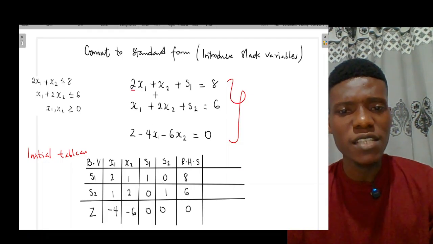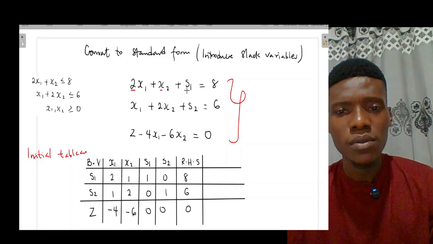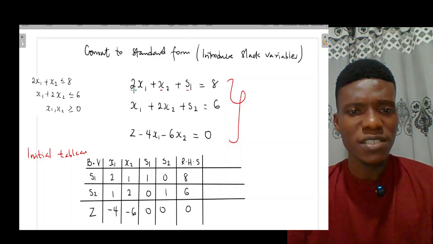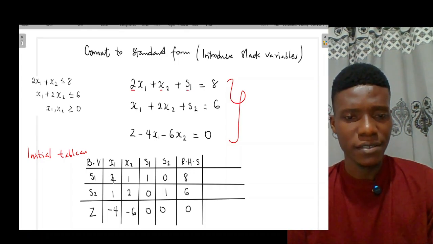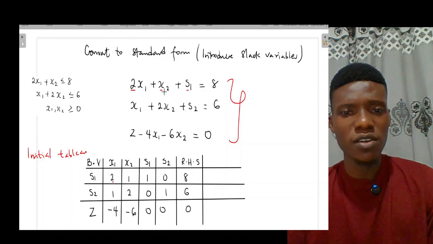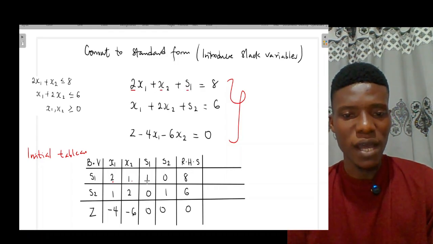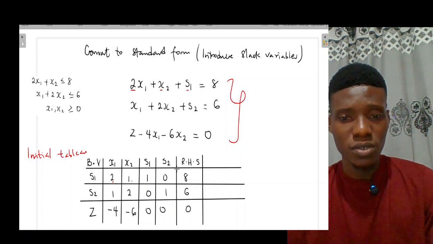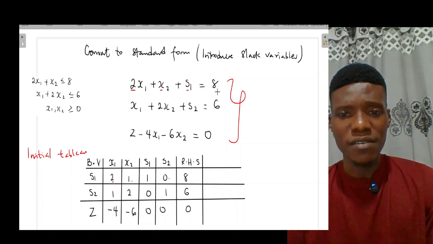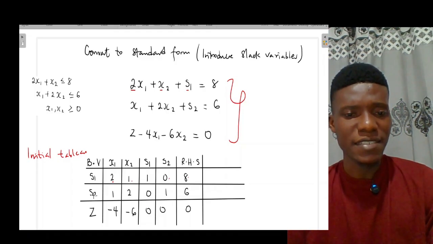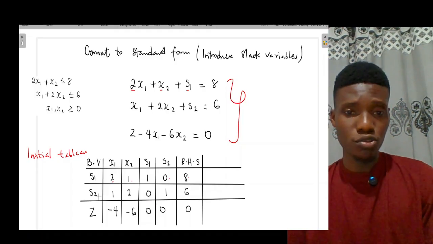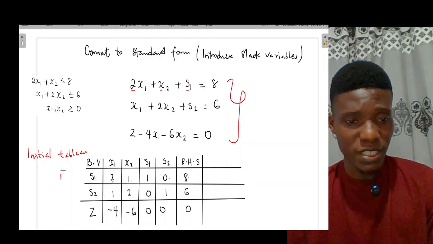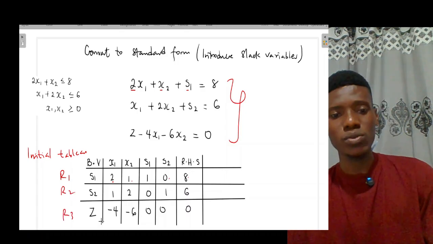We use the coefficients of each variable on each row. What is the coefficient of x1 here? It's 2. The coefficient of x2 here is 1. The coefficient of s1 here is 1. Because this first equation does not have s2, you put 0. The right hand side is 8. The same thing goes for s2. This is our first row, this is our row 2, and this is our third row, row 3.